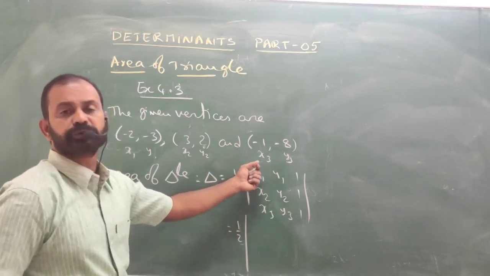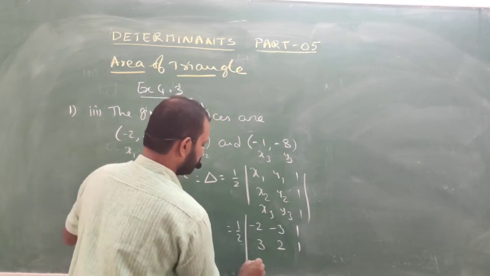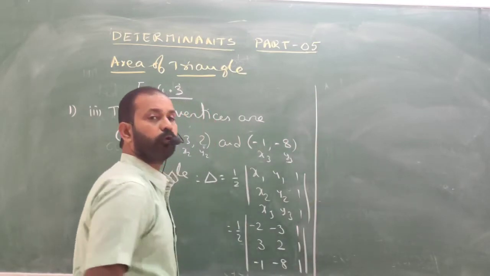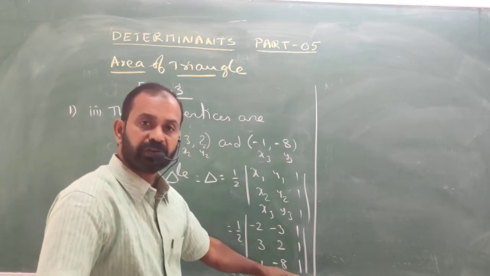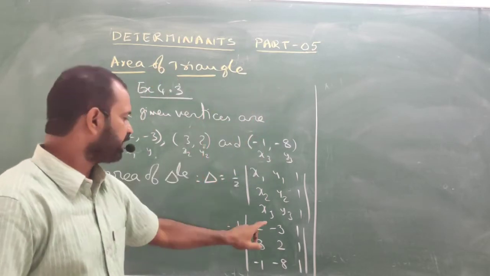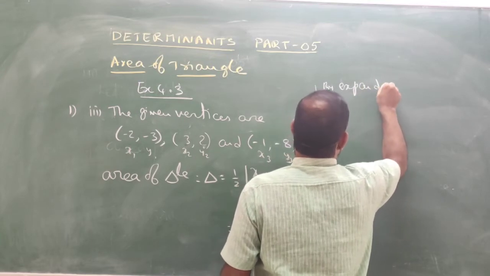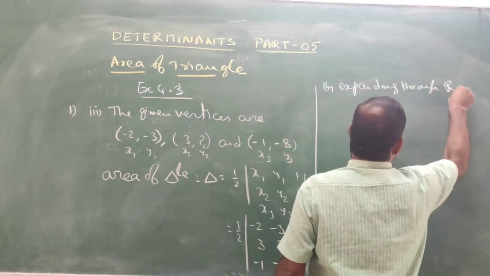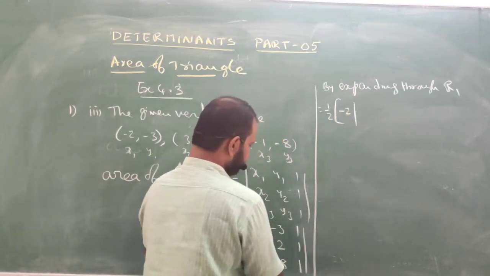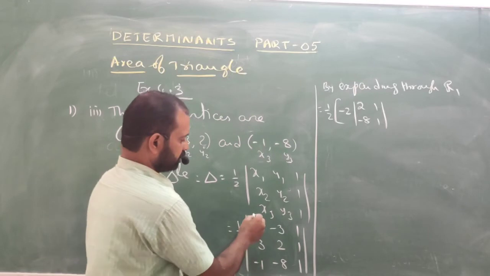Just substitute the values. That is -2, -3, 1; 3, 2, 1; -1, -8, 1. Now, to solve this, either you can use properties, because 1, 1, 1 is there, or simply solve as it is. That means directly you can expand also. So by expanding through R1, that is equal to half, -2, by leaving the corresponding row, corresponding column, this is det 2, 1, -8, 1. So I hope you are understanding this.